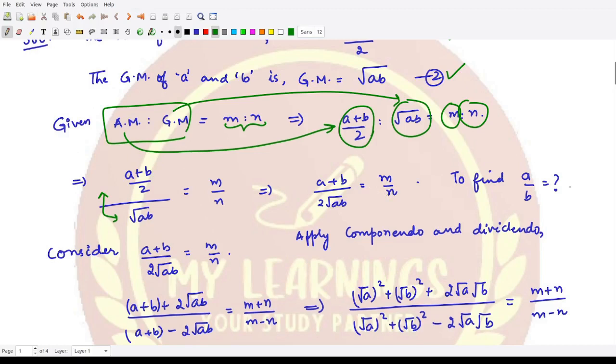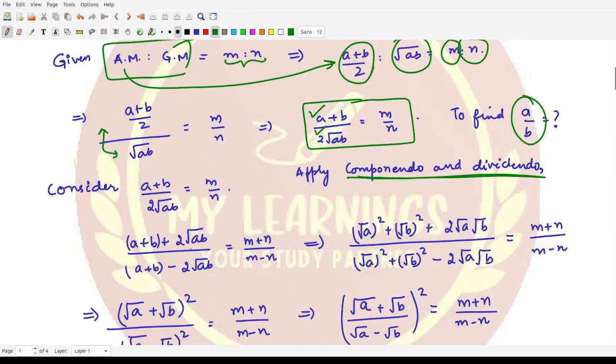Now what do you need to do? You need to find the value of a/b. So from this expression, you have to simplify and reach the expression for a/b. How can we do that? Can you see a pattern here? You have a + b and you have 2√(ab). So you can apply the componendo and dividendo formula. You add the numerator and denominator and put it in the numerator like this. And then you subtract the denominator from the numerator and put it in the place of the denominator. And similarly, we'll do the same on the right hand side.